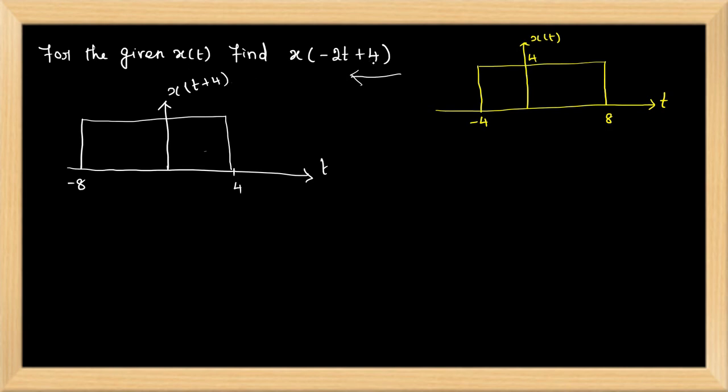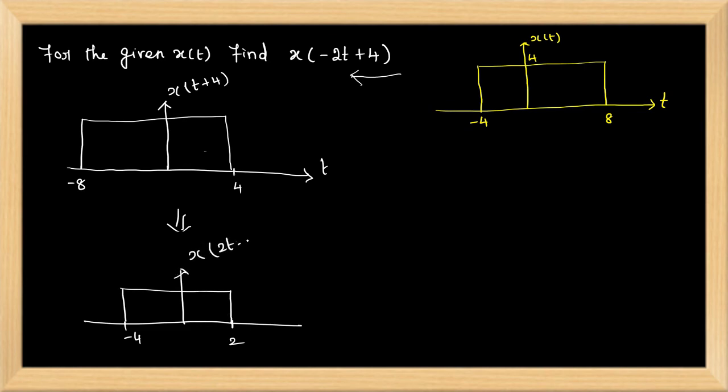After time shifting, we have to do the time scaling. Here 2t. So the original signal is having 2t, means our new signal will be the compressed version of our original signal. So our new signal will look like this. For minus 8 it will be minus 4, and for 4 it will be 2. So this will be our new signal. This one is x of 2t plus 4.